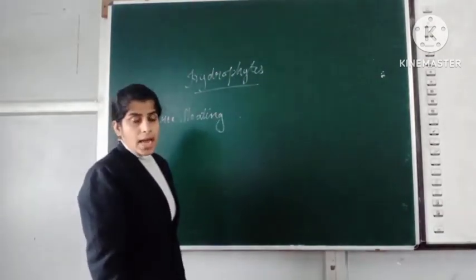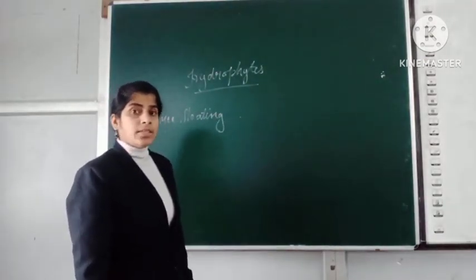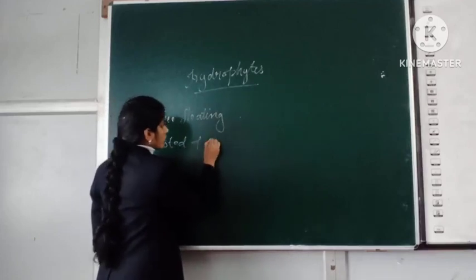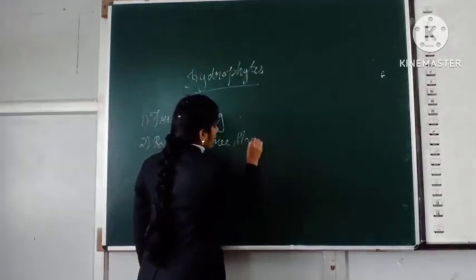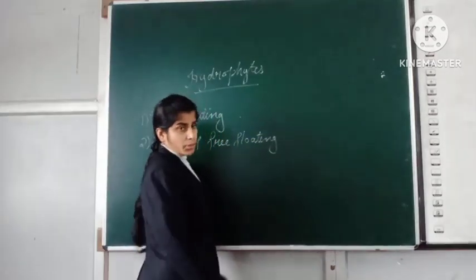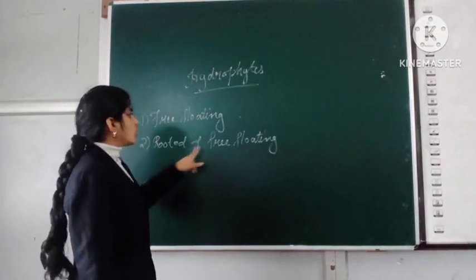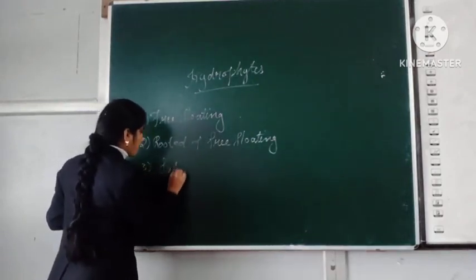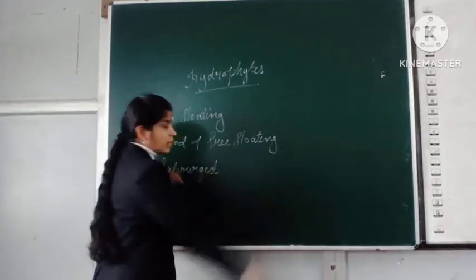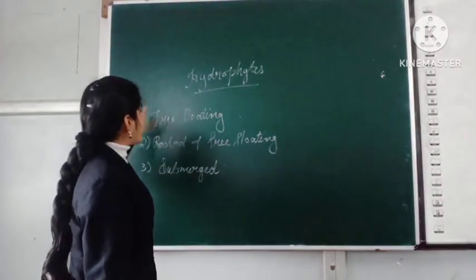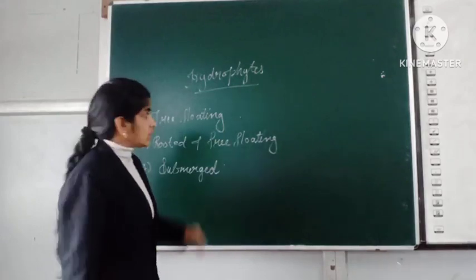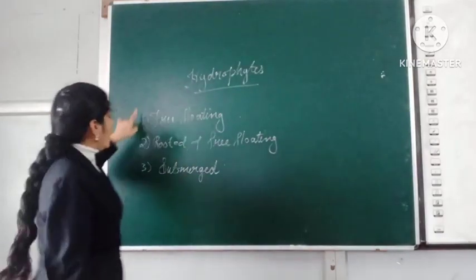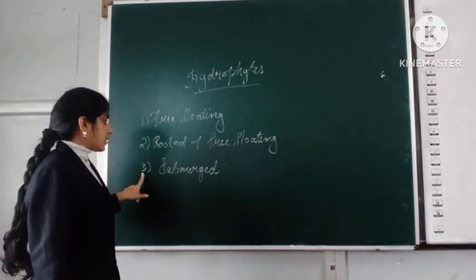Free floating. And the second one is rooted and free floating. And the third one is submerged plants. So these are the main classifications of hydrophytes, which means these plants live in water. Hydrophytes are mainly classified into three: free floating, rooted and free floating, and submerged.